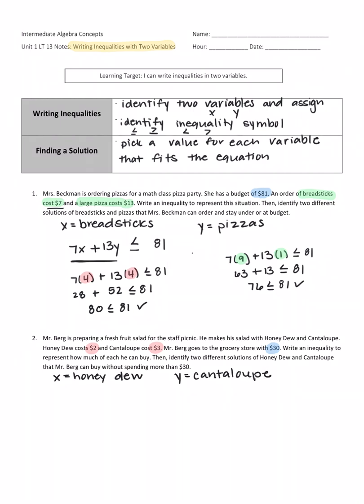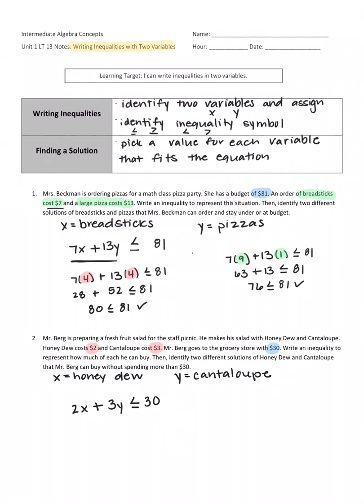Okay, and now we're going to set it up. Honeydew is $2, so I'm going to say 2X, because X is my honeydew, plus cantaloupe is $3, so 3Y, because Y is my cantaloupe. And that has to be less than, he can't spend more than $30. So he has to spend less than or equal to $30.